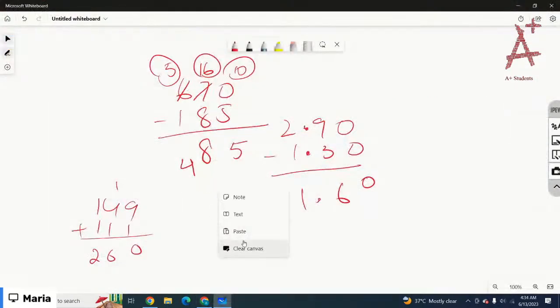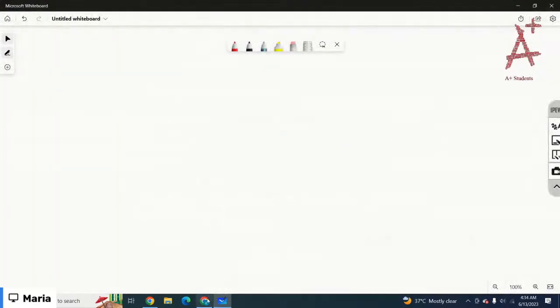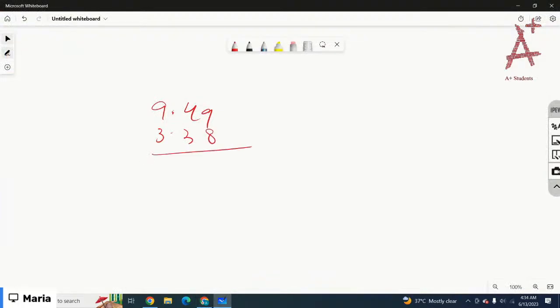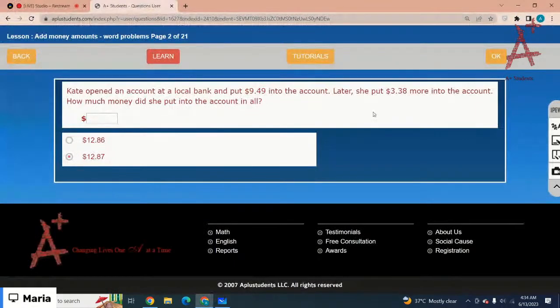You have to arrange the decimal numbers like the decimal point would be one above another. Got it? 9.49 and you have to add 3.38. Let's just add them. 9 and 8 is 17. You have to write down 7 here, carry 1. 4 plus 3 is 7, plus 1 is 8, and 9 plus 3 is 12. So it would be 12.87. Got it? It is the second one.